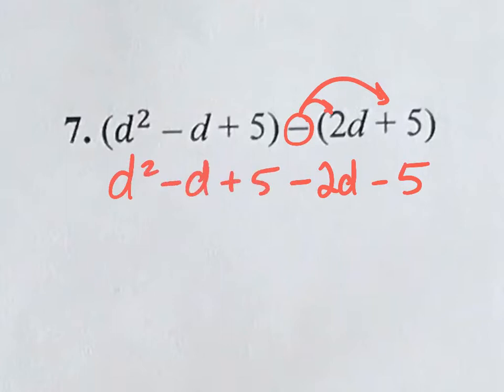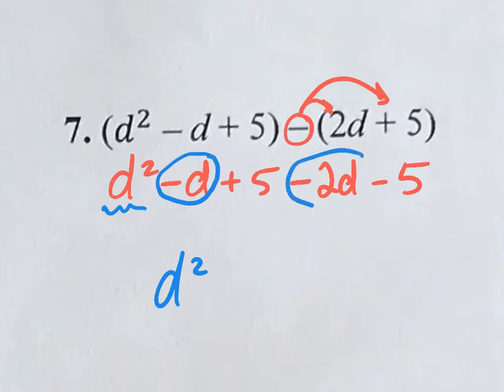And now let's combine like terms. And since we want our answers in standard form always, let's start with the highest exponent term, the d squared. Is there anything I could combine that d squared with? Is there another d squared? No. So that's just the first part of your answer, d squared. How about the second term? I want to combine this negative d with this negative 2d. So that's negative 3 of those d's, right?